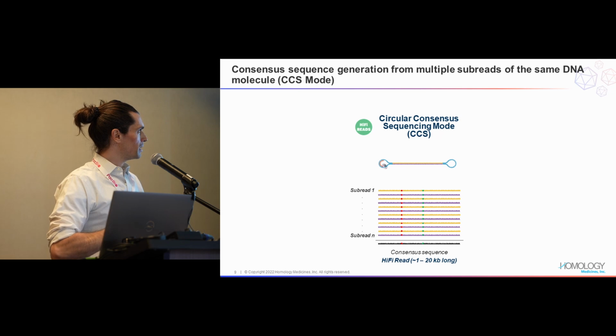Here you can just see the polymerase going around this, and after going around hundreds of times, you can get a consensus read that you can feel confident in. And so we use this for our Iso-Seq.